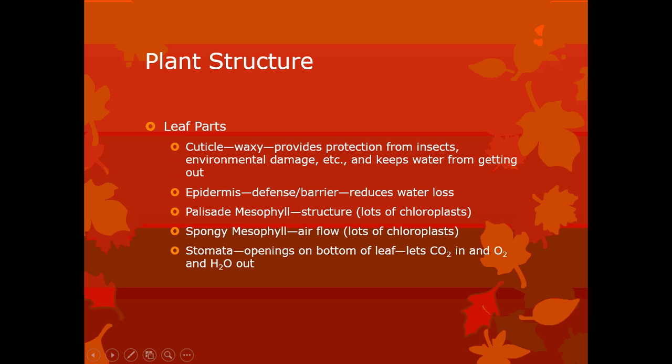So leaf parts that were in that diagram: the cuticle is very waxy and it provides protection from insects, environmental damage, et cetera, and keeps water from getting out. So it's just a protective coating. The epidermis is the defense or the barrier. It reduces water loss. It's also providing protection, like your skin. These are a couple of the mesophyll layers. Lots of chloroplasts there, so this is where a lot of that photosynthesis is taking place.